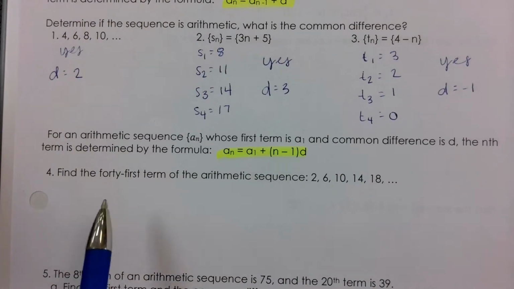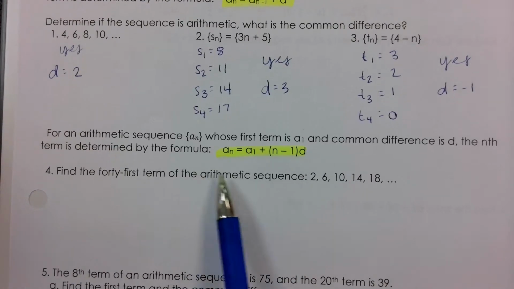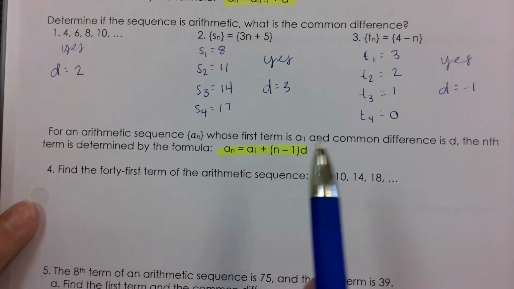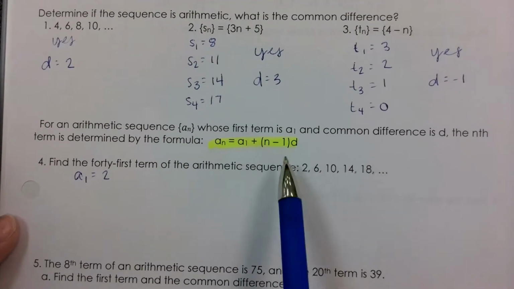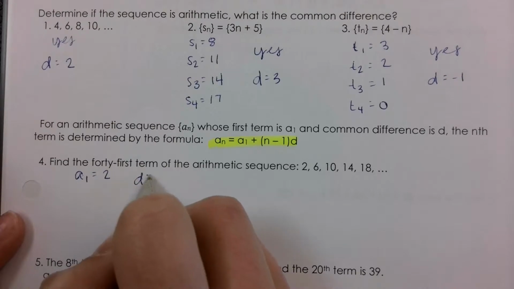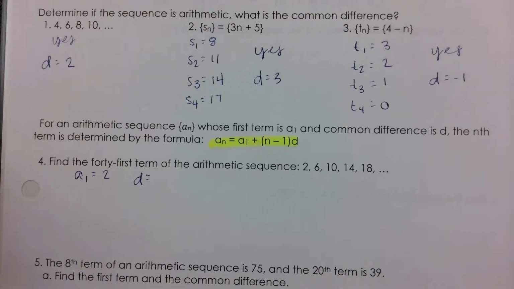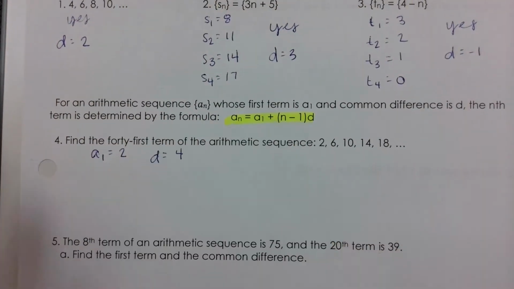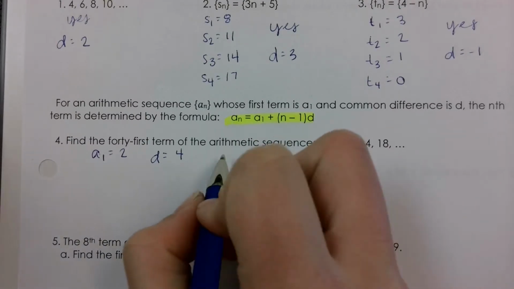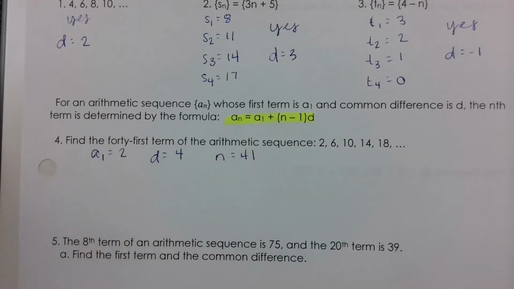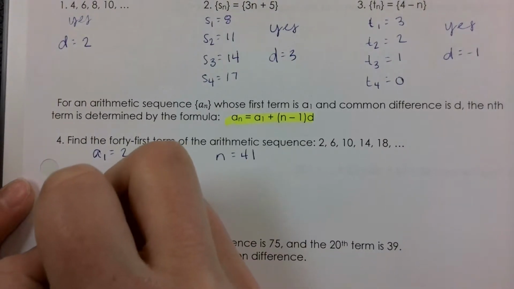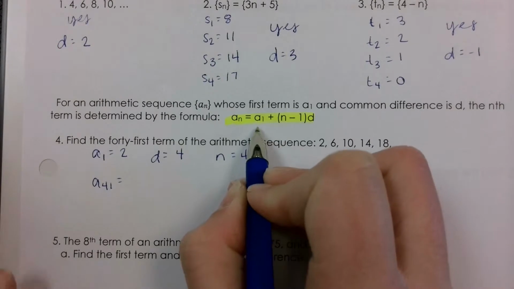So if we want to find the 41st term of this sequence, we're going to use this formula to help us. So we've got to know what a sub 1 is. 2, that's where you start. And we need to know D, that's your common difference. So what are they adding each time? 4. And we also need n, so what number or what term are we trying to find? So n is going to be 41 for us. Is that okay? So now we can plug into that formula that it gave us. So we're going to say a sub 41 equals, what was a sub 1?